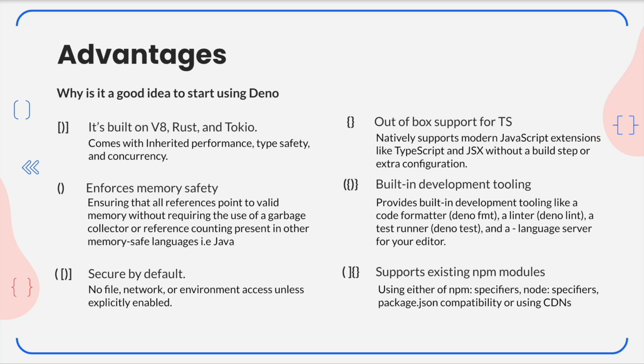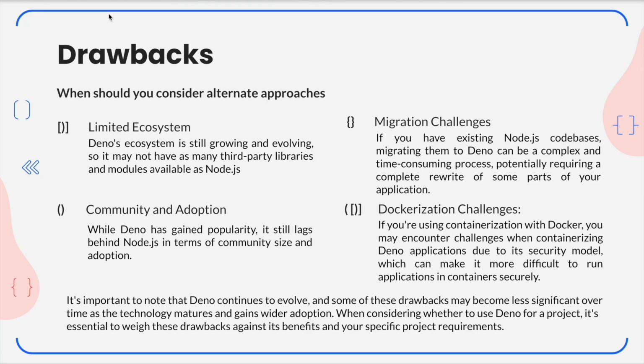It comes with many built-in development tools for formatting, linting, running tests, including a language server for your editors. It supports existing NPM modules by using either npm specifiers, node specifiers, package.json compatibility, or using CDNs. Let's look at some of the trade-offs of using Deno.